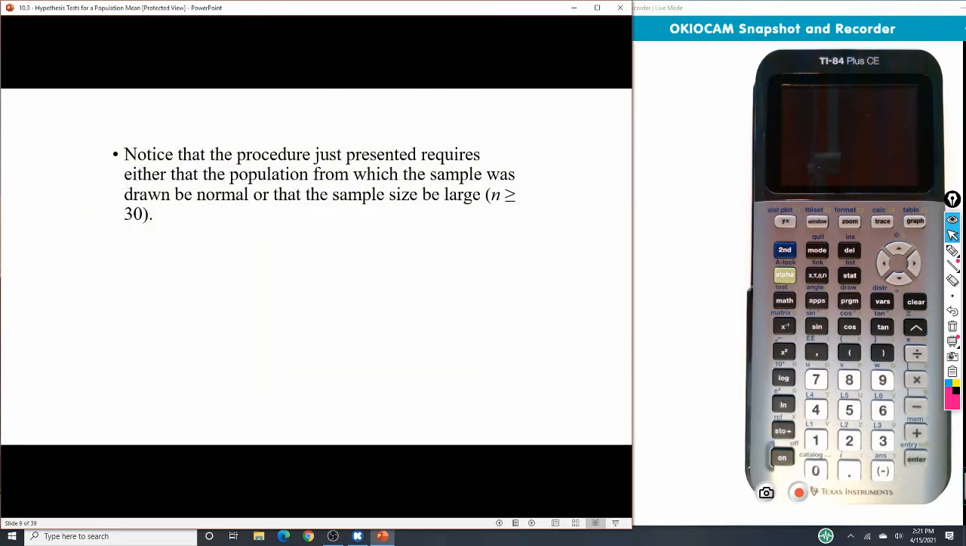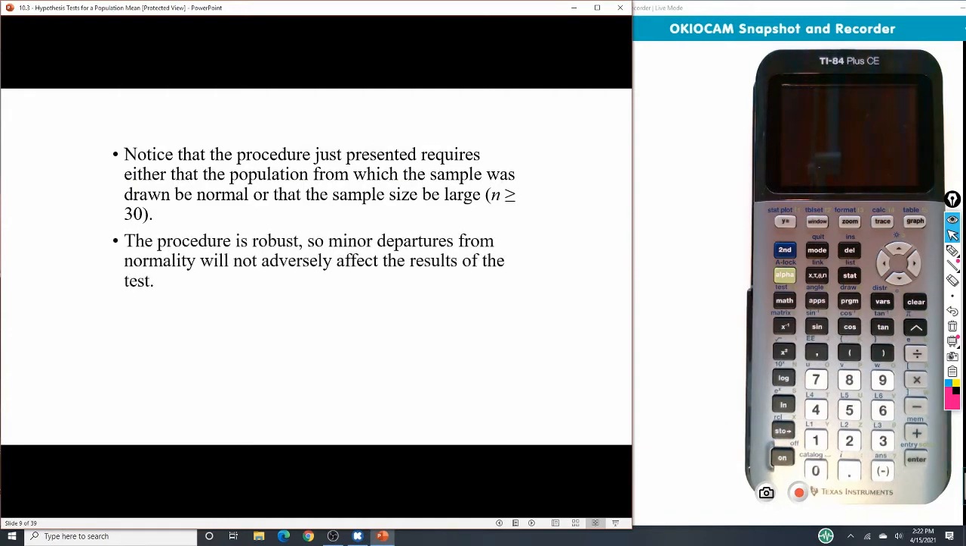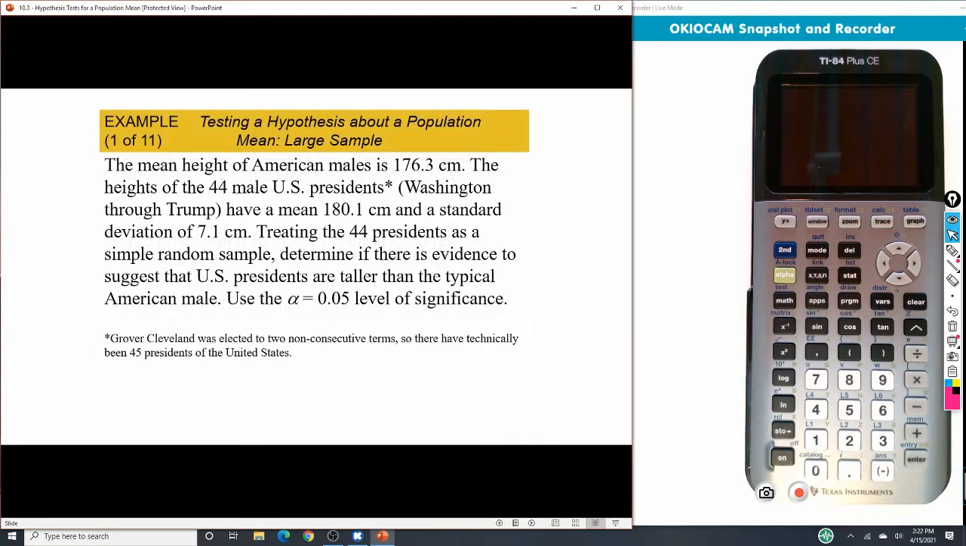All right, so notice here it does require that we be from a normal population or a large sample size. The procedure is not robust, so minor departures are not going to affect things, but we do want to not include outliers. So if we have a bunch of outliers, we want to discard these.